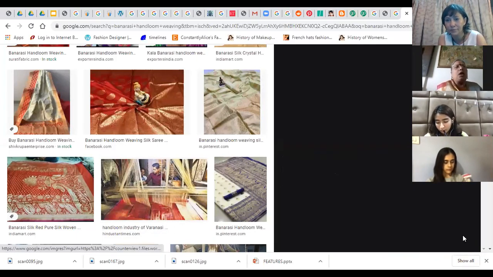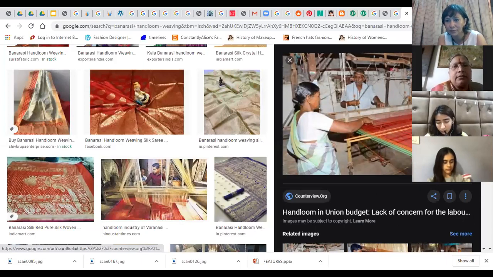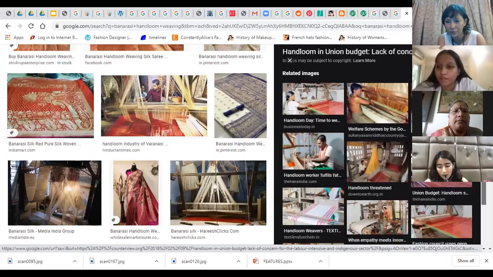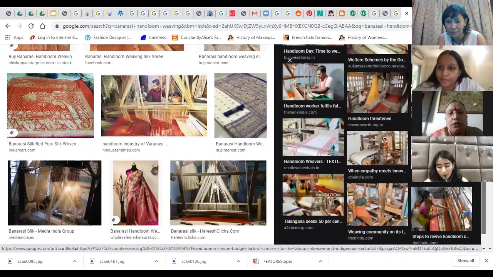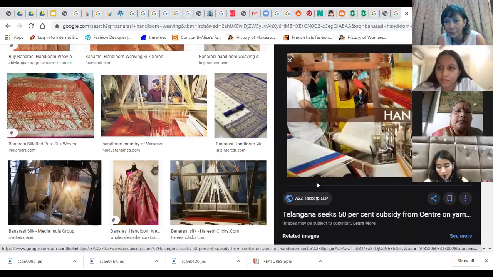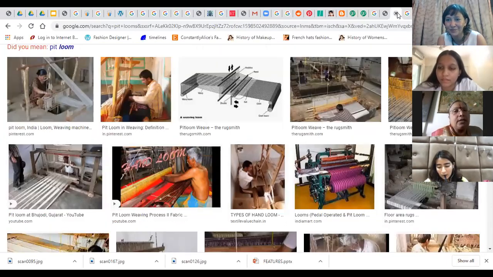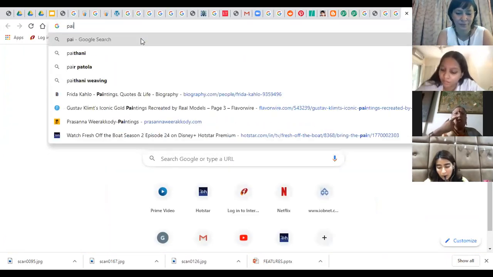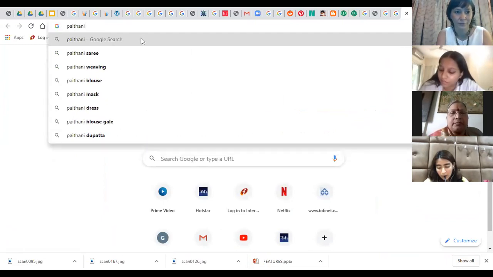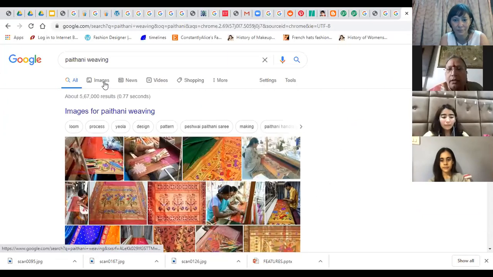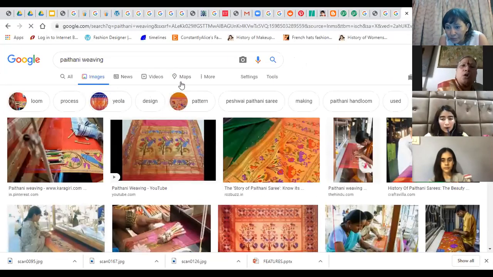Okay. Now, have you heard of Paithani? How many of you have heard of Paithani? All of you know what is Paithani? Okay. Paithani is also where the design is applied at the Onloom stage. Have you heard of Jamdani? Okay. So Jamdani is also Onloom stage.